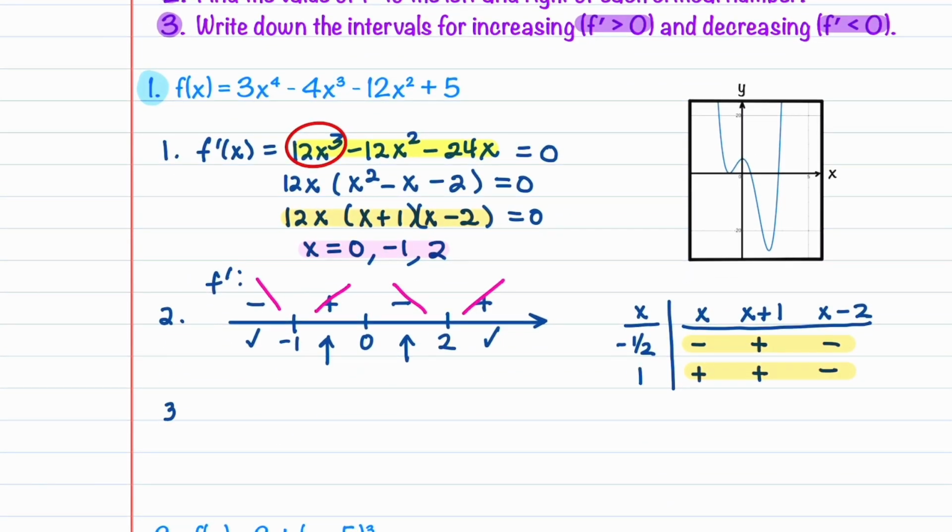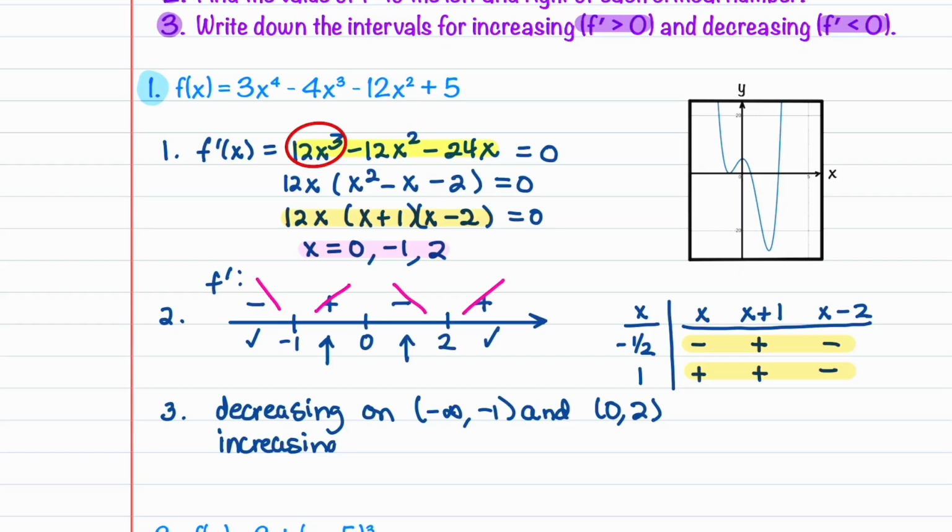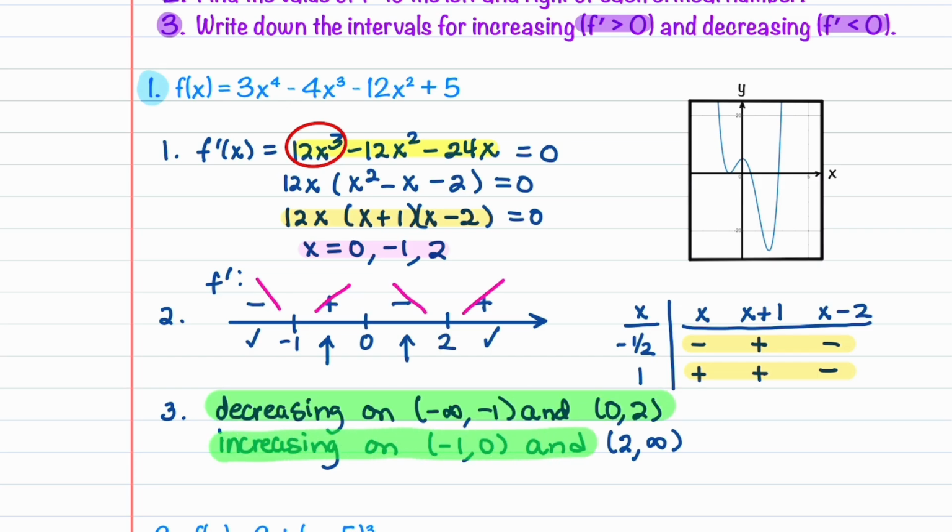Now we can just write down the intervals for increasing and decreasing. Our function is decreasing on the interval from -infinity to -1 and on the interval from 0 to 2. And then our function is increasing on the interval from -1 to 0, and then our rightmost interval from 2 to infinity. And we'll go ahead and we'll highlight those answers.